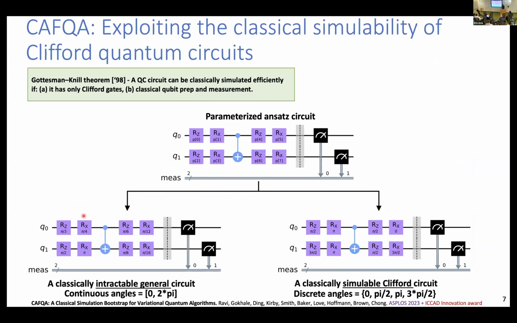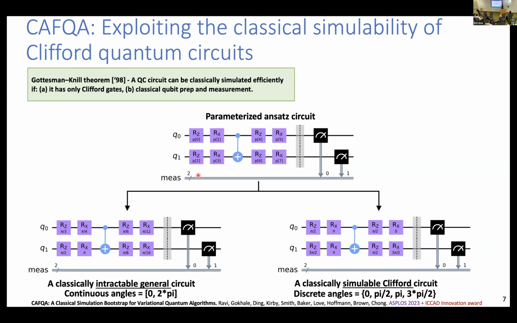Okay, so the key idea here is exploiting the classical simulability of Clifford quantum circuits. The Gottesman-Knill theorem states that a quantum circuit can be classically simulated efficiently, in nearly linear polynomial time, if it has only Clifford gates and only classical measurements. So if you take an ansatz which looks something like this, just some background, this is a hardware efficient ansatz which is suitable to run on noisy quantum devices. We haven't really looked at, at least in this work, UCCSD kind of ansatzes and so on.